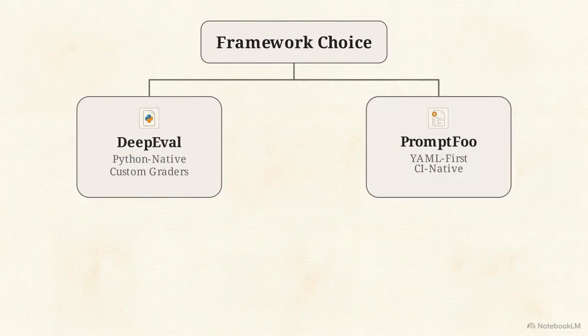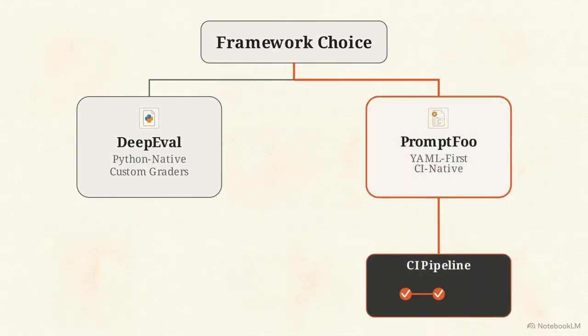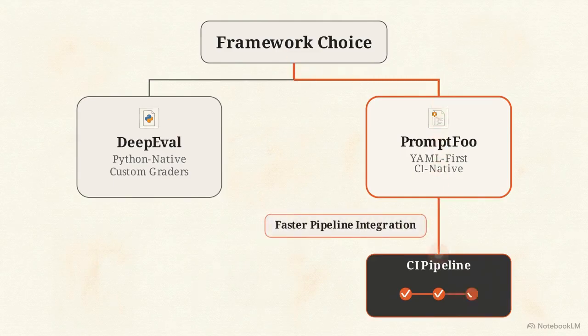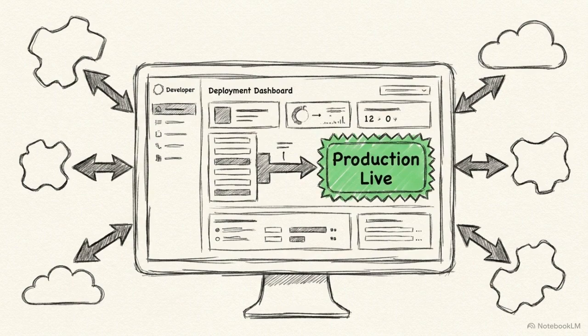This diagram illustrates the split. PromptFoo relies on YAML configuration and integrates natively with continuous integration systems. That makes it much faster for SDETs to deploy directly into an existing pipeline. The most effective evaluation tool is the one that maps naturally to how you ship code.